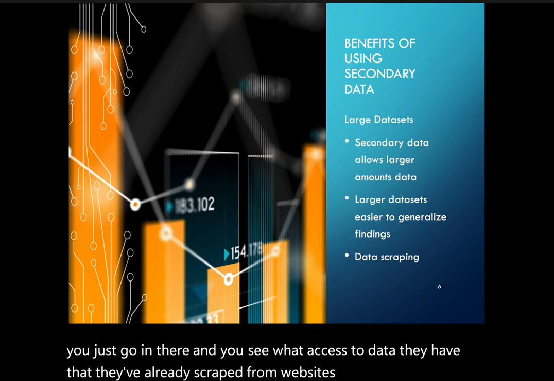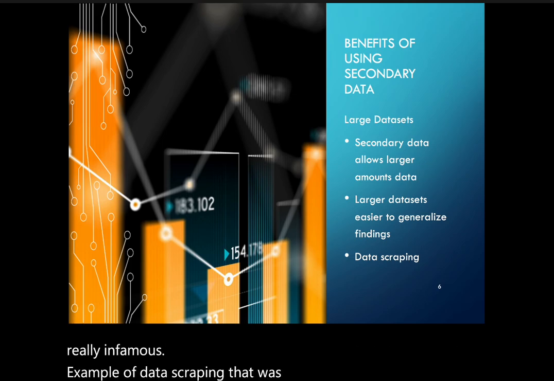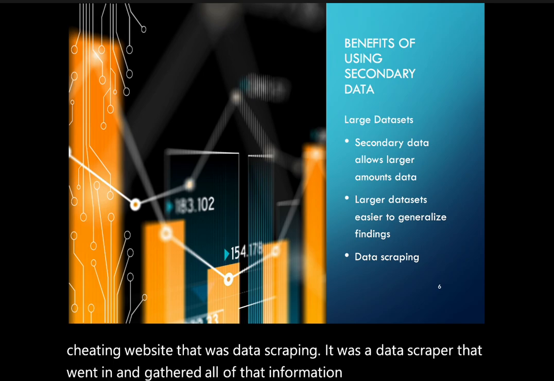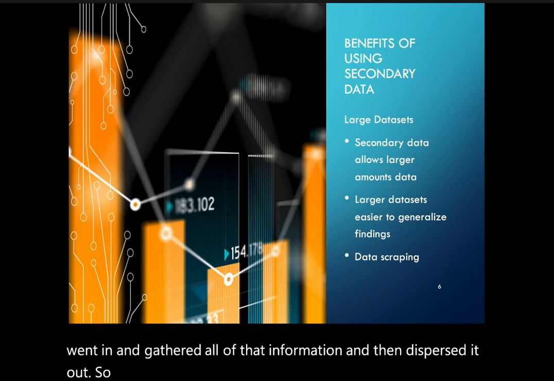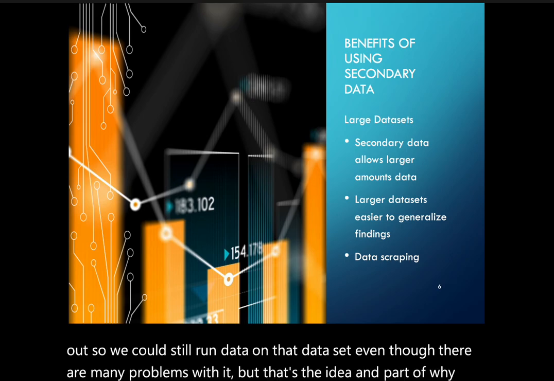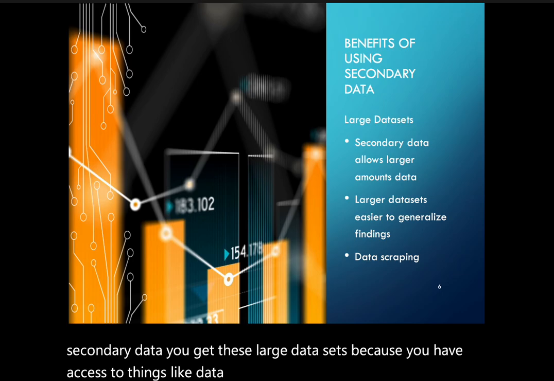There's actually a really infamous example of data scraping that was done with the Ashley Madison cheating website. A data scraper went in, gathered all of that information, and then dispersed it out. So we could still run analyses on that data set even though there are many problems with it. But that's the idea, and part of why in secondary data you get these large data sets, because you have access to things like data scraping for these public resources.